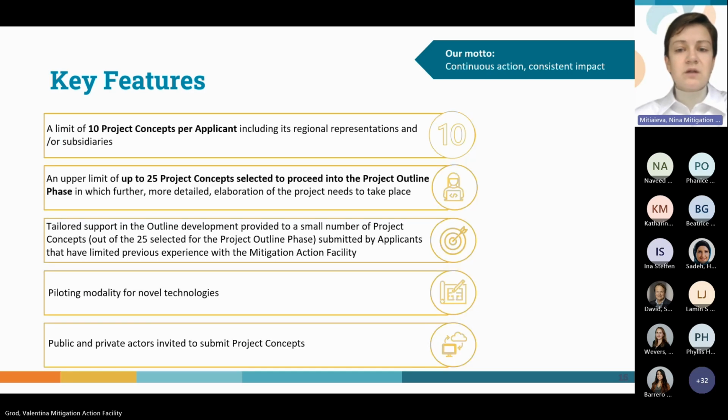There is an upper limit of up to 25 project concepts that will be selected to proceed to the outline phase. There also still will be an opportunity to receive support in outline development, which will be provided to a small number of project concepts out of the 25 selected that will be submitted by applicants that have limited previous experience with the Mitigation Action Facility.